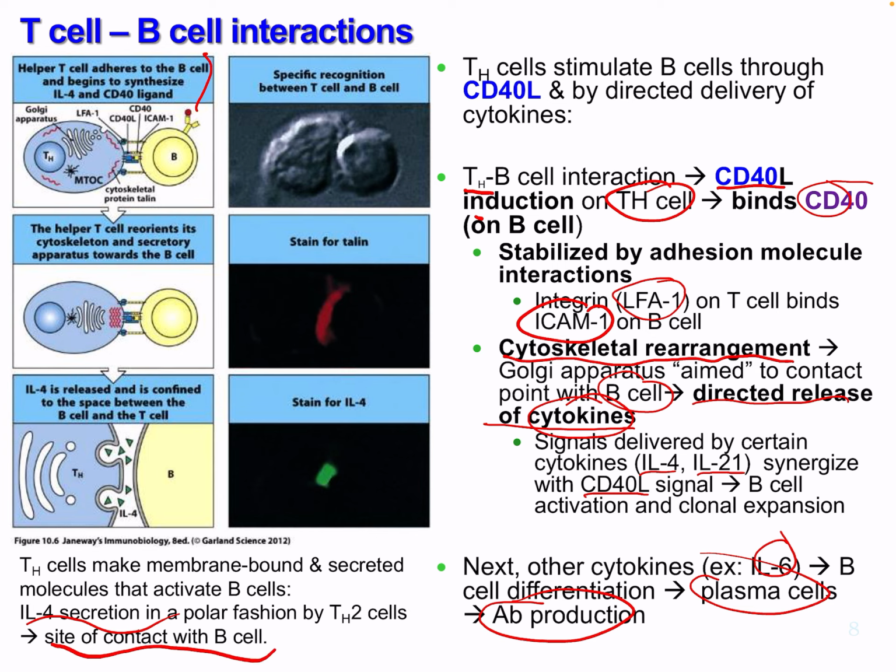So here we have interaction between all our different molecules. The T cell receptor and the MHC are co-stimulatory with CD40 and CD40L, LFA to ICAM. Then the helper T cell reorients its cytoskeleton and Golgi apparatus, as you can see here. And then IL-4 is released in this scenario and is confined to the space between this B cell and the T cell.